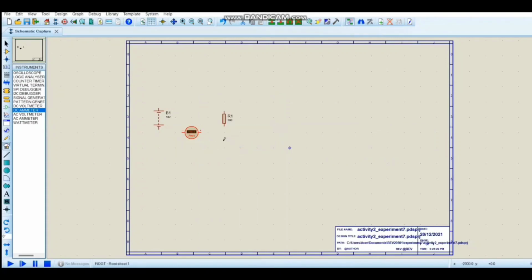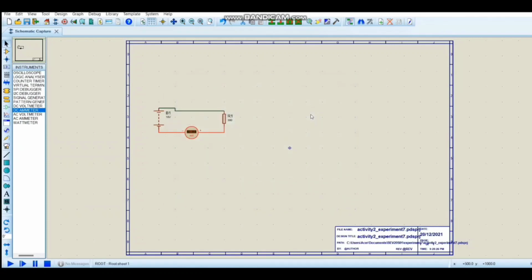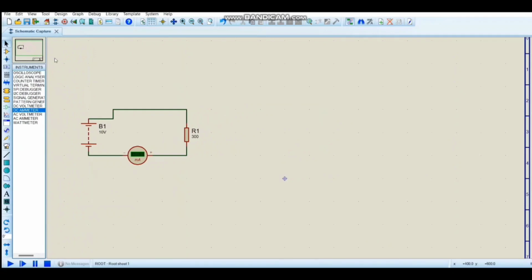Okay, next is for DC emitter after load. We put emitter after load. Okay, after we connect the circuit, we change the emitter to milliampere. And we set the first value to 100 ohm.